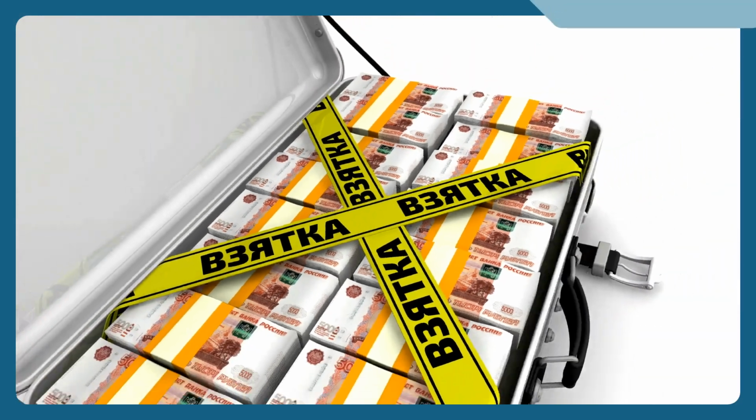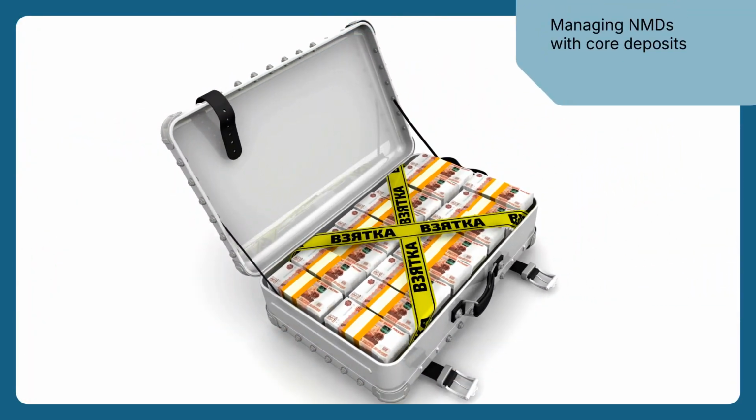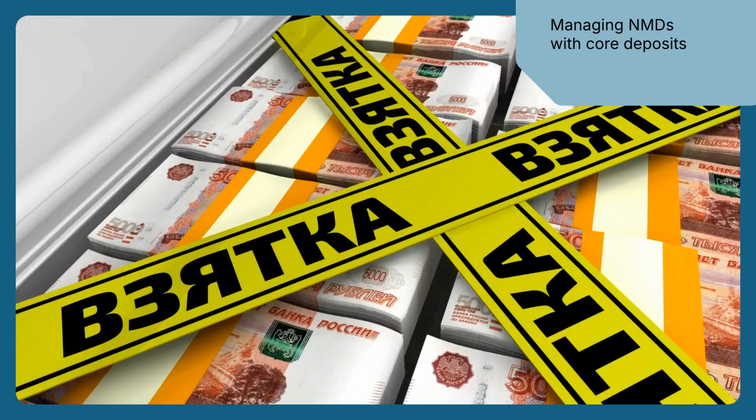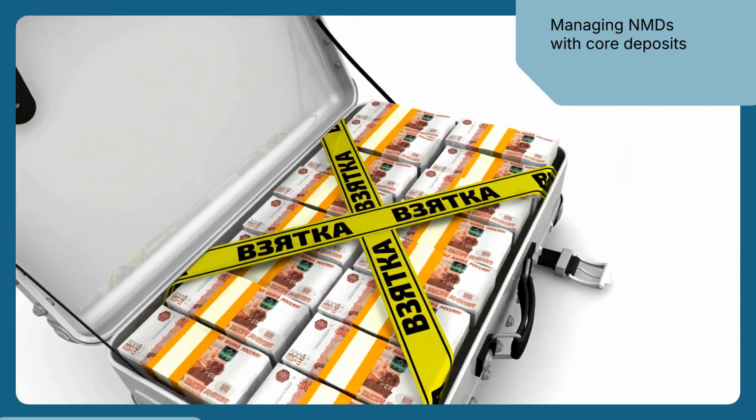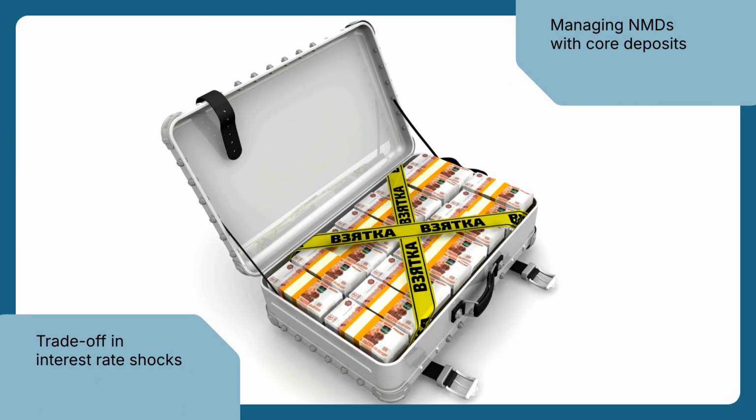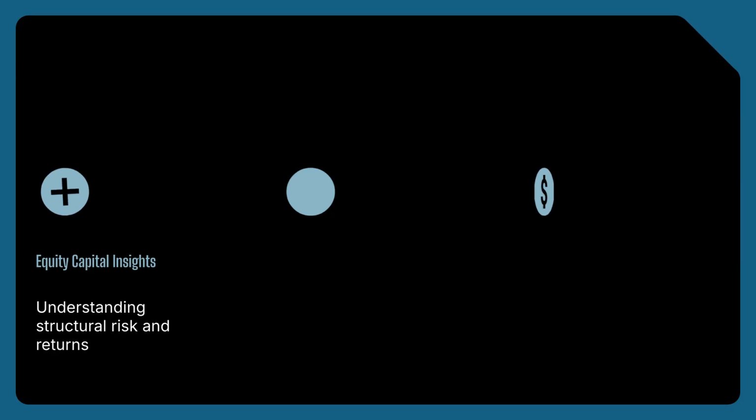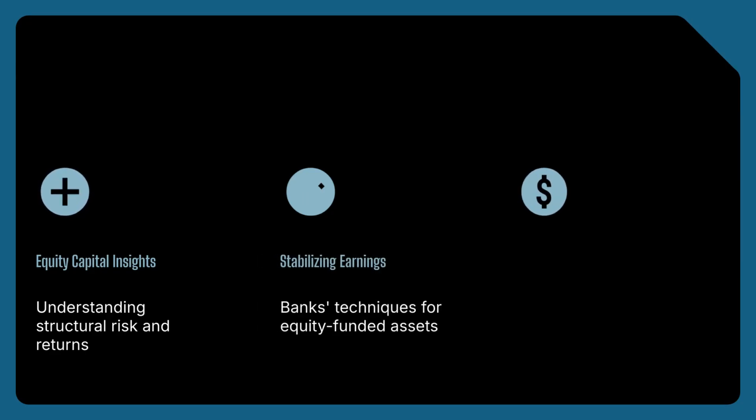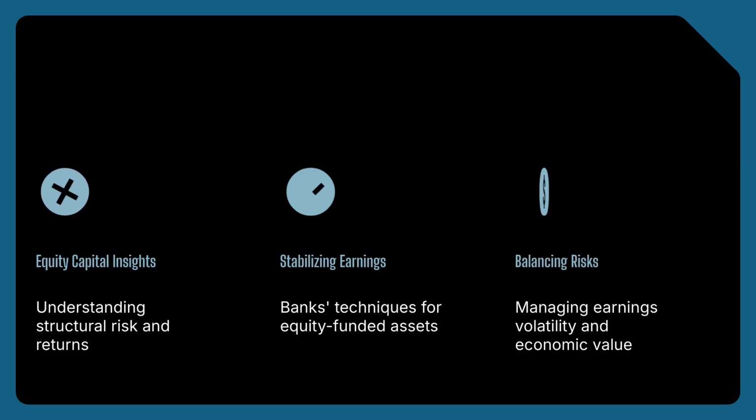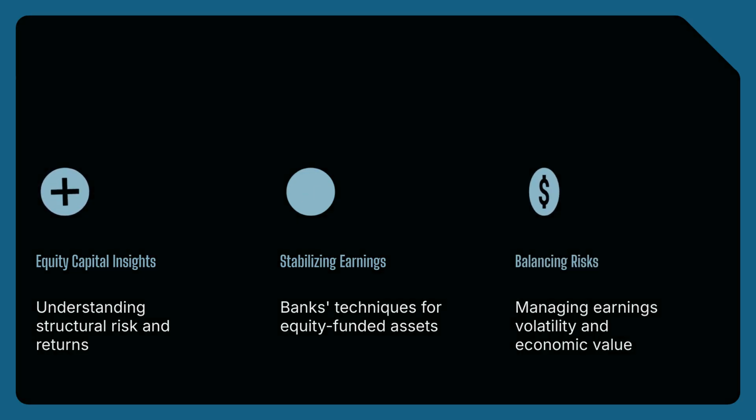Banks manage NMDs by identifying core deposits and matching them with assets to stabilize earnings. This involves a trade-off between protecting earnings and exposing economic value to interest rate shocks. Equity capital represents structural risk and endowment return. Banks stabilize earnings from equity-funded assets using techniques similar to NMDs, balancing earnings volatility and economic value risk.